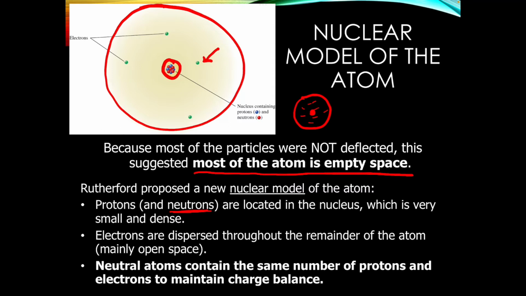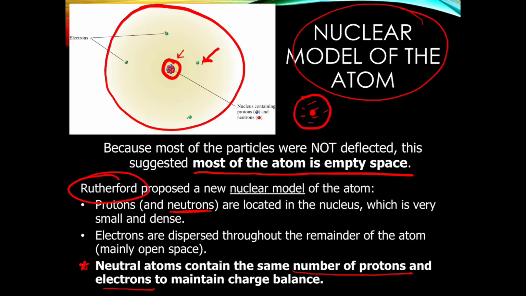The other thing that's really important, remember, they already knew that the atom was neutral. So if the atom is neutral, then the number of electrons that are negative must equal the number of protons that are positive to make this all balance out. So that's really important: neutral atoms contain the same number of protons and electrons so that the charges balance out, and this is neutral. Okay, so this is the nuclear model of the atom. Again, the nuclear model of the atom was discovered by Rutherford.